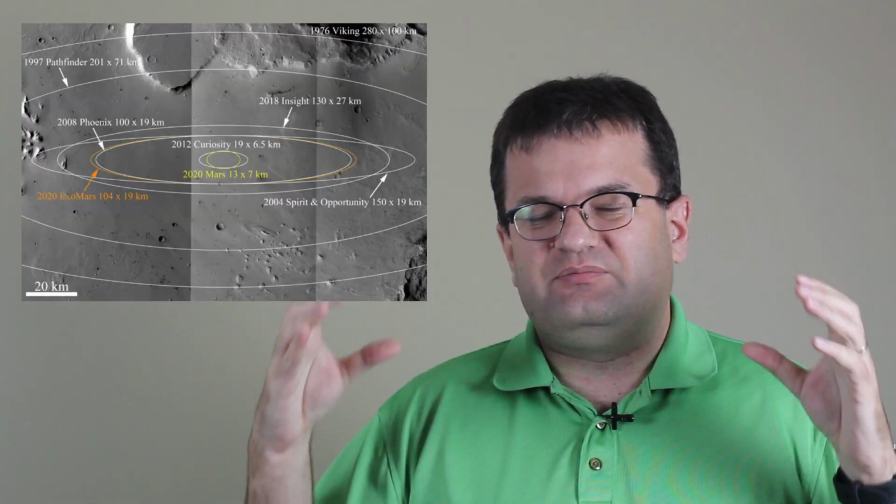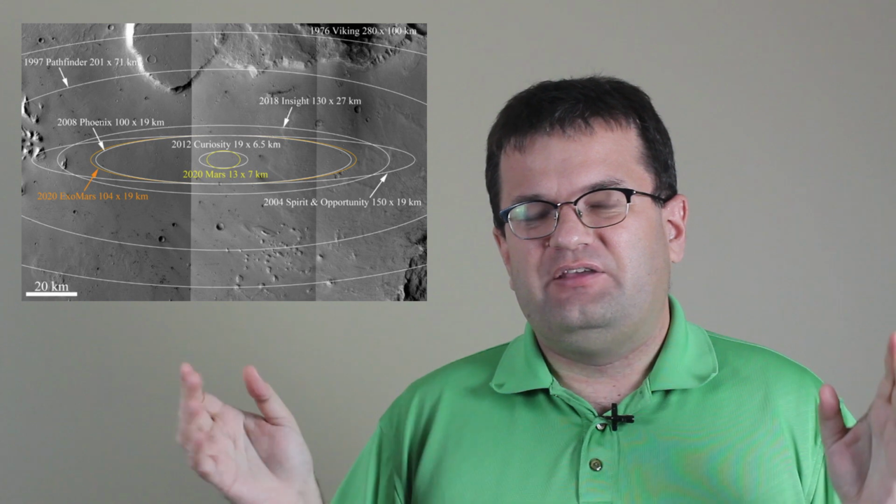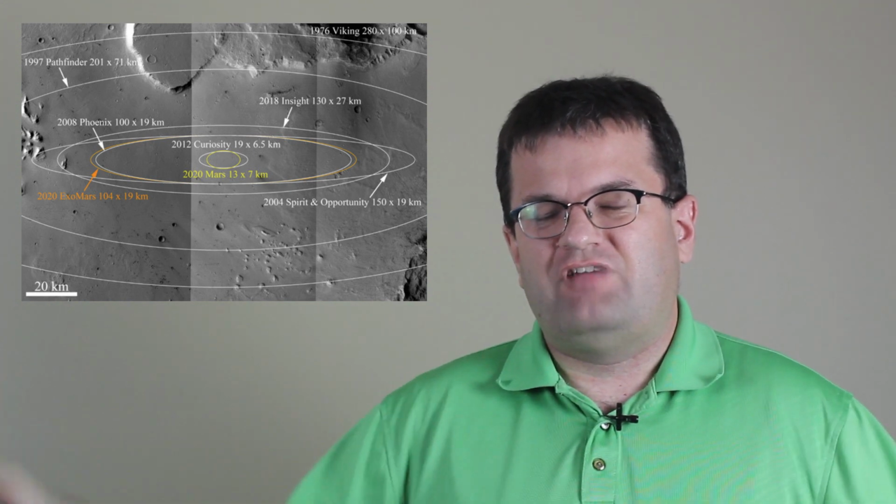The landing ellipse is rather large for these spacecraft, especially the Viking ones. You have to have an area within hundreds of kilometers where you're able to land in relative safety.